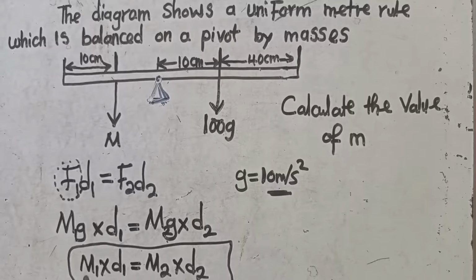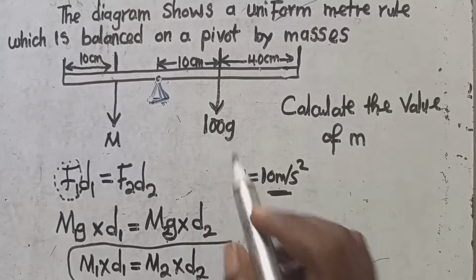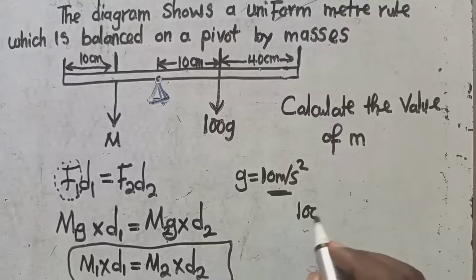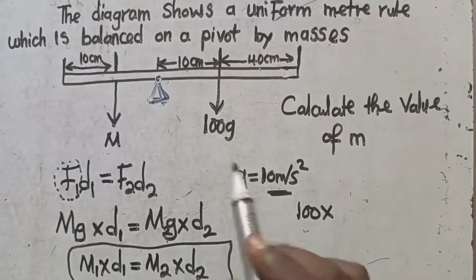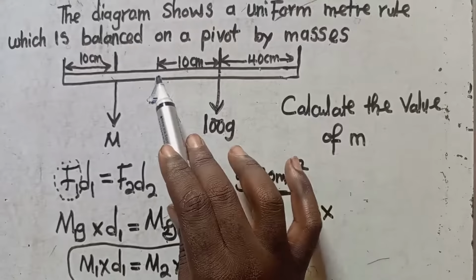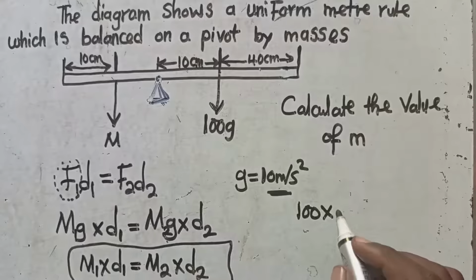So what is mass 1? Mass 1 is 100. So I'm going to say 100 multiplied by the distance from where it is to the pivot, that is 10. So times what?